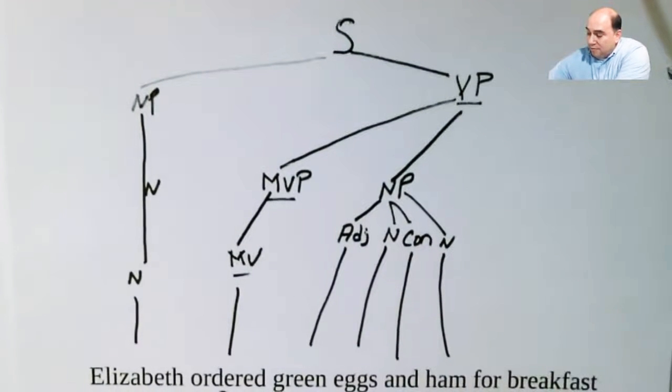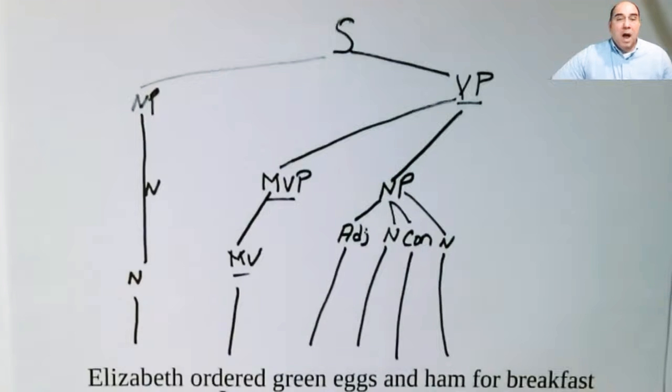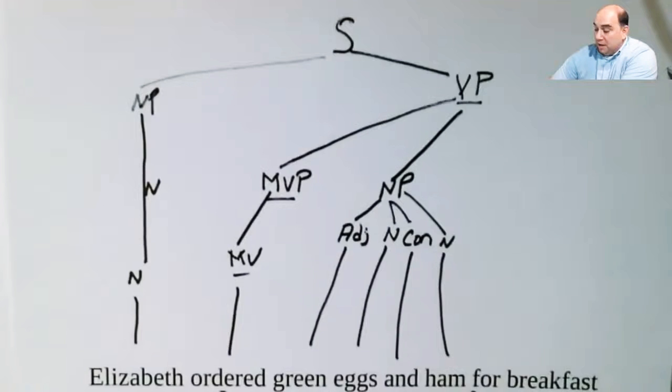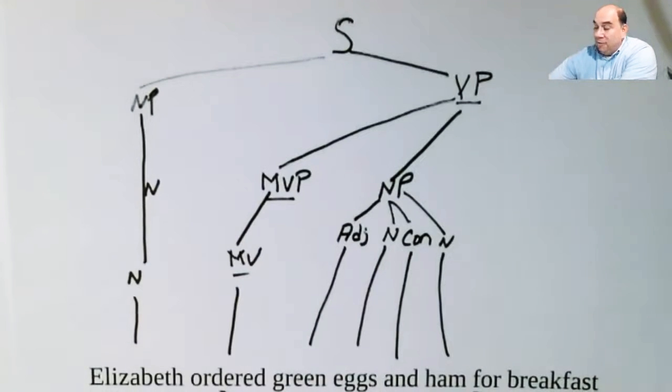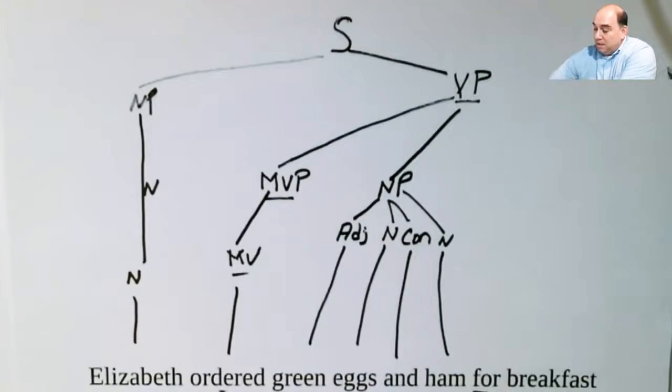Okay, and then the last one here is for breakfast. Whenever you see a preposition, and this is a preposition right here, you have to ask yourself, what is its form and what is its function? Its form is a preposition, so that's going to be easy to find out. But what's its function? What's it doing here? It's describing something. Is it describing the verb, or is it describing the noun? The noun here would be green eggs and ham. Is for breakfast describing it? No. So it's going to be describing the verb.